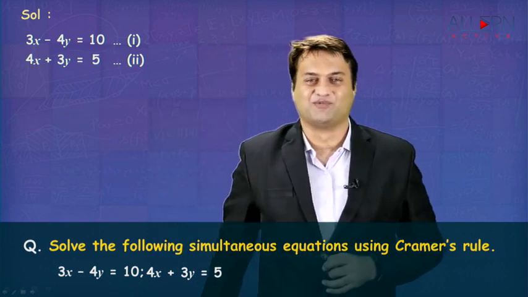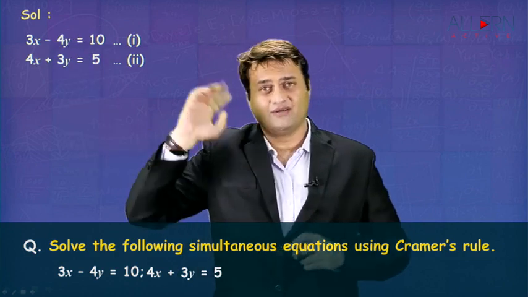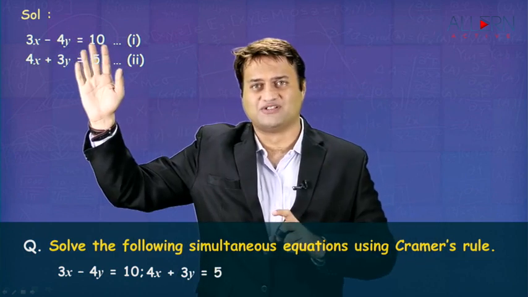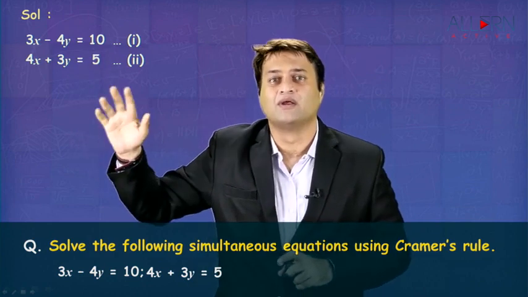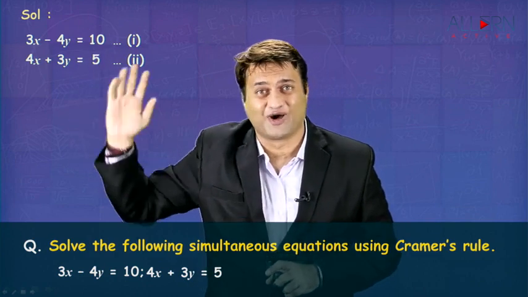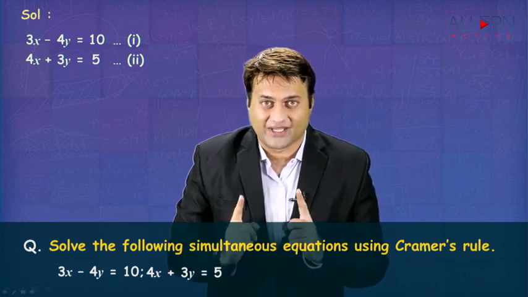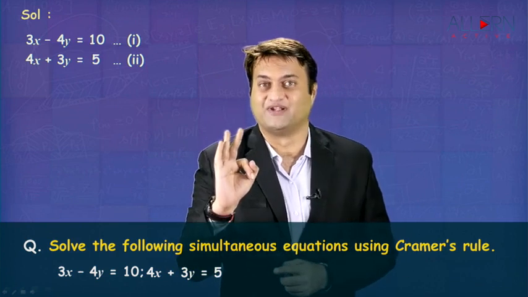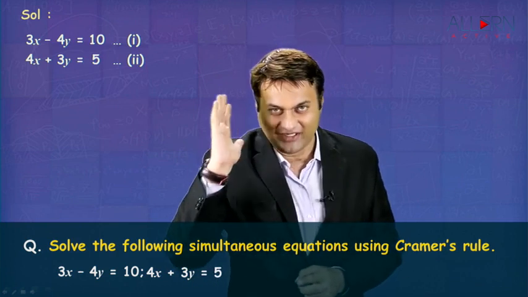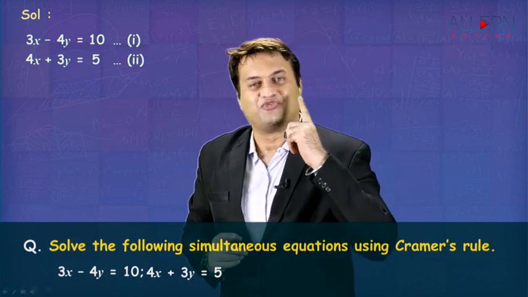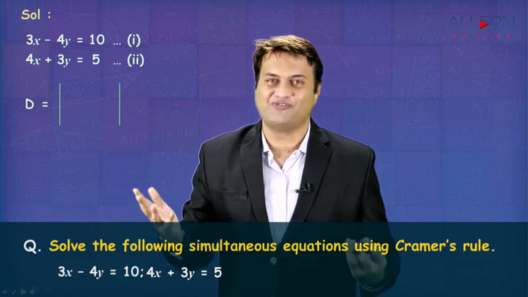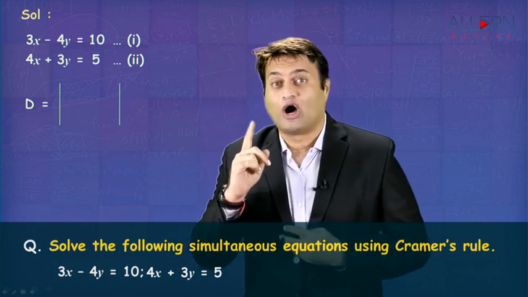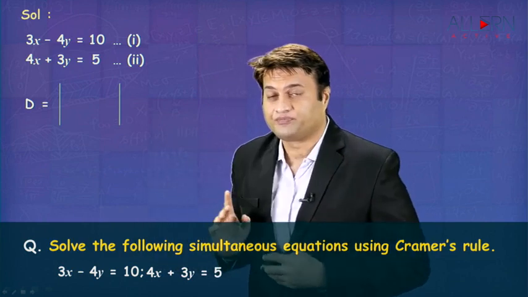Now let's learn the Cramer's rule. So first thing, variables on one side, constants on the other side, alphabetical order, write the equations in this form, right? And it is better to write the equations one below the other. After that, we need to form 3 determinants. How many? 3 determinants. The first determinant is denoted by D, D for determinant.